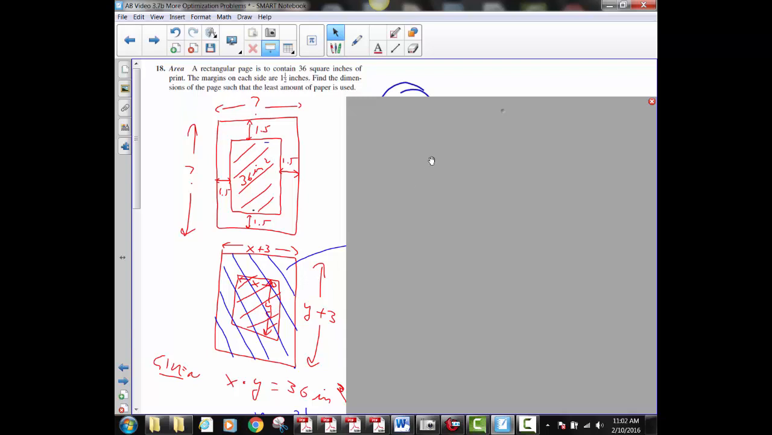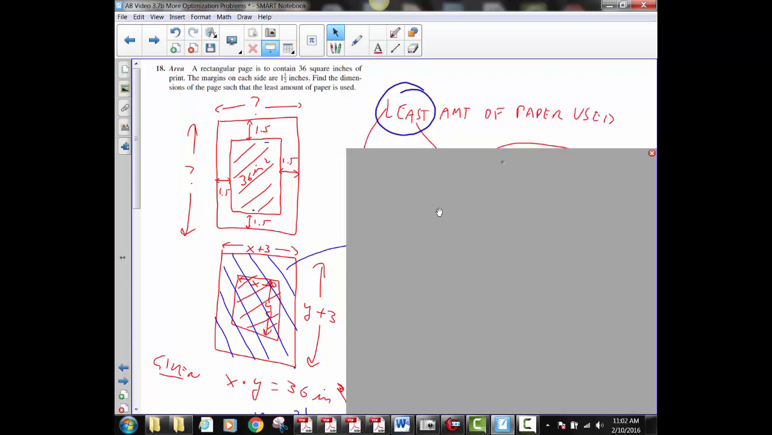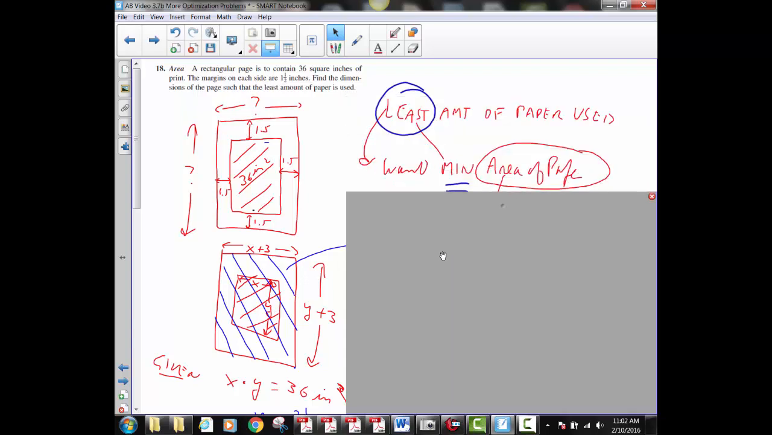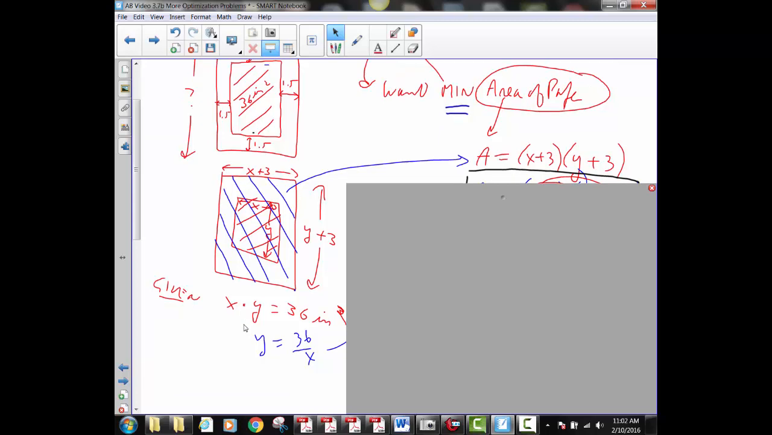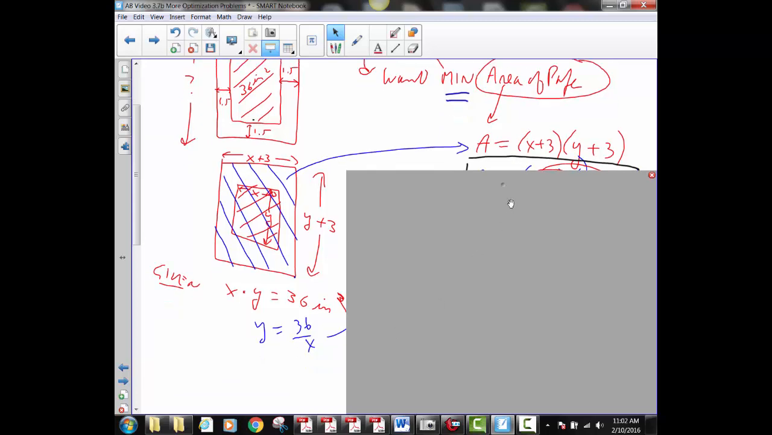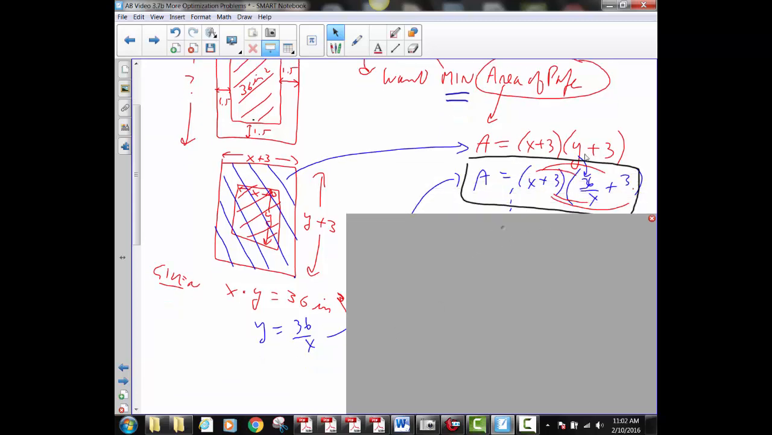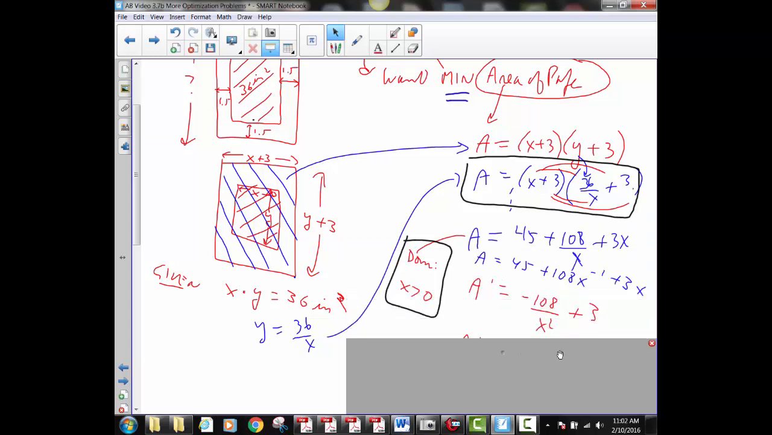So we want to use the least amount of paper, which is the minimum area of that blue piece of paper. The area of that blue piece of paper is (x + 3)(y + 3). Again, too many variables, which is why they told you there's 36 square inches of print. So x times y is 36. Y is therefore 36 over x. Come back, replace y by 36 over x, etc.